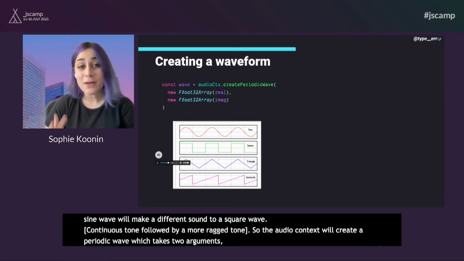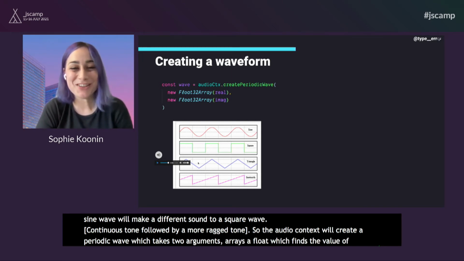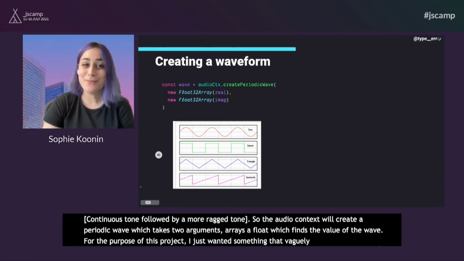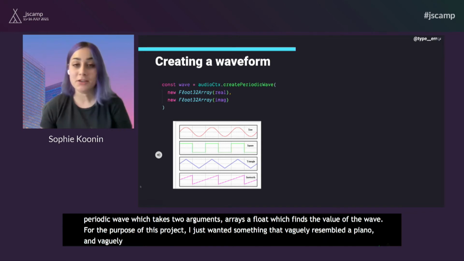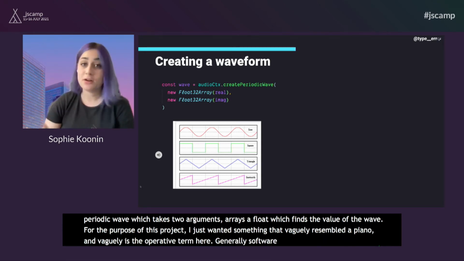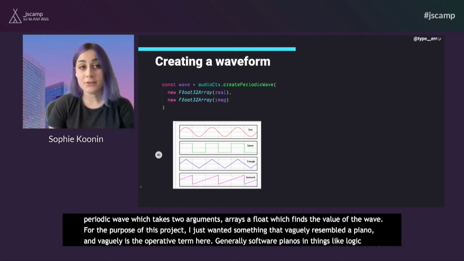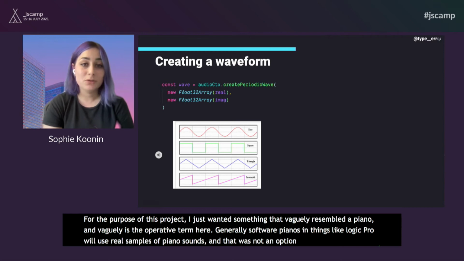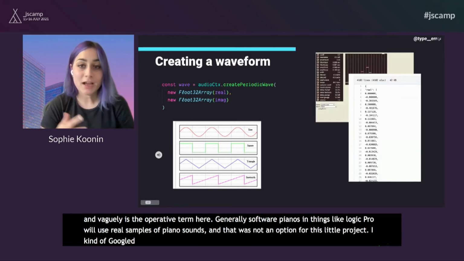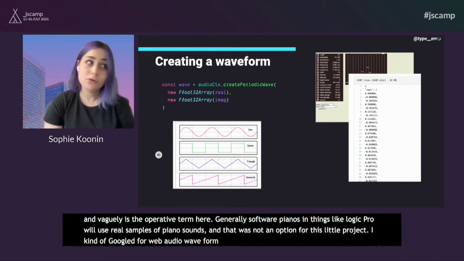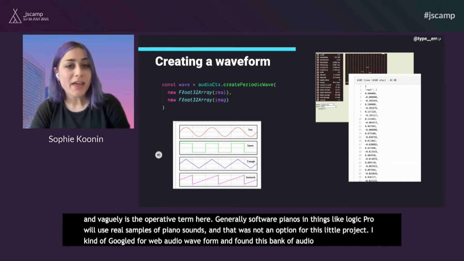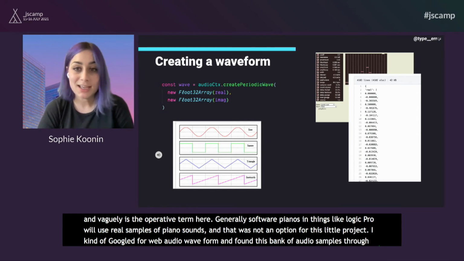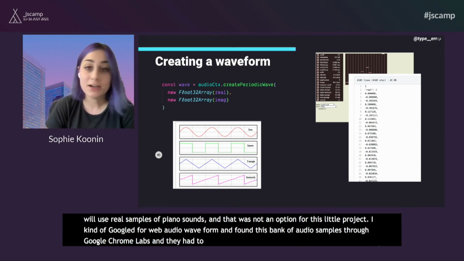And for the purposes of this project, I just wanted something that vaguely resembled a piano. And vaguely is the operative term here. Generally, software pianos in things like Logic Pro will use real samples of piano sounds, and that wasn't an option for this little project. So I kind of just Googled for a web audio waveform, and I found this bank of web audio samples from Google Chrome Labs on GitHub. And they have this piano-like wave definition, which I dug out of the repo and saved into my project. And it sounds nothing like a piano, which you'll find out later.